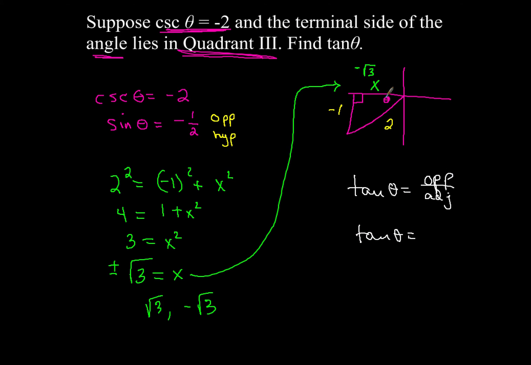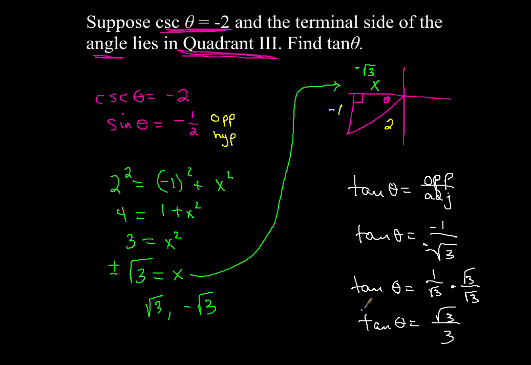And tangent, the opposite side of theta, is -1. And my adjacent side is -square root of 3. Now I do have to simplify this because I have a square root in the denominator, as well as both the numerator and the denominator are negatives. So tangent of theta is going to be 1 over square root of 3, but then when we rationalize, remember you multiply by square root of 3 over square root of 3. So when you're done simplifying that, you would end up with square root of 3 over 3 for the value of tangent of theta.